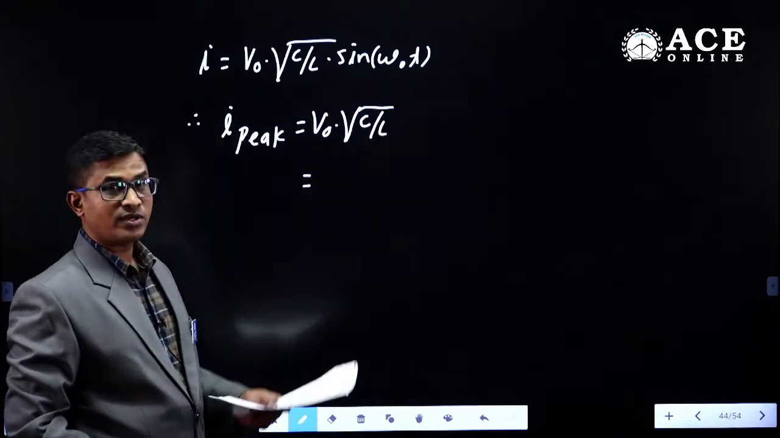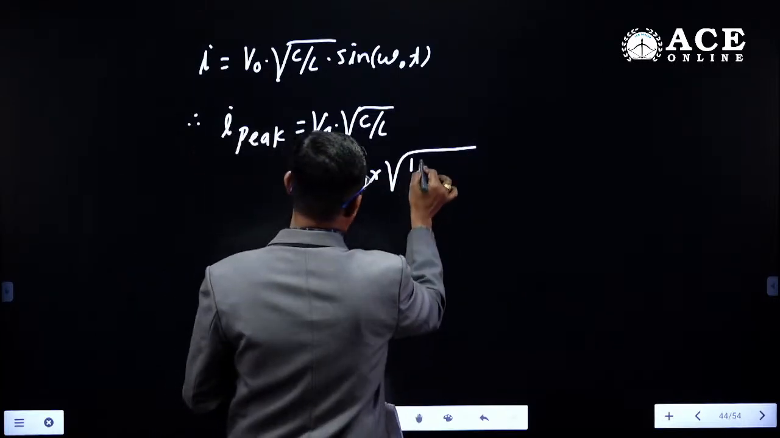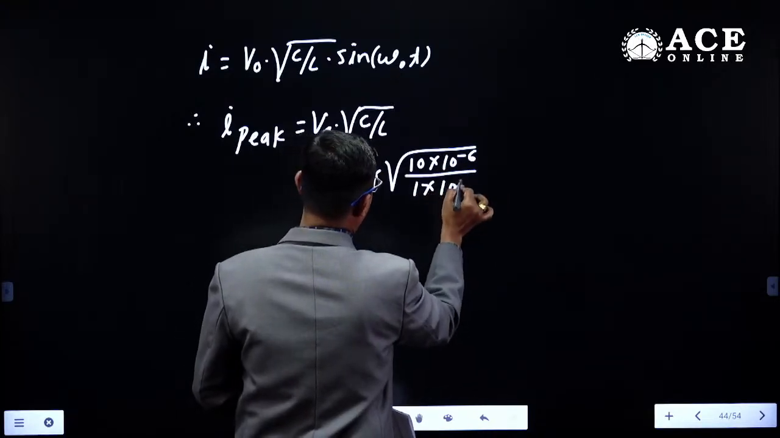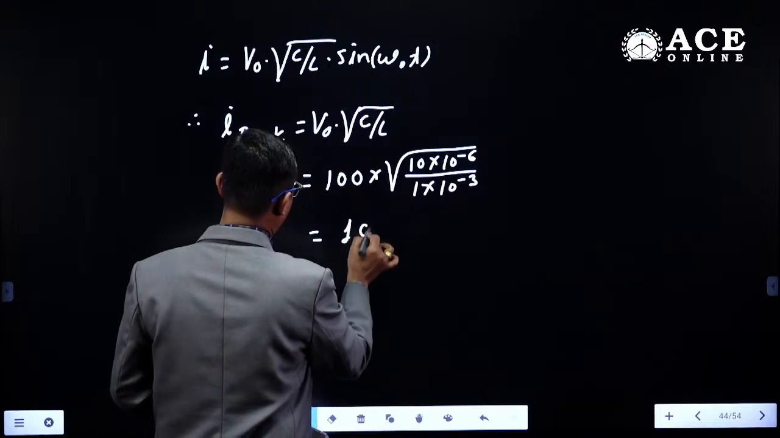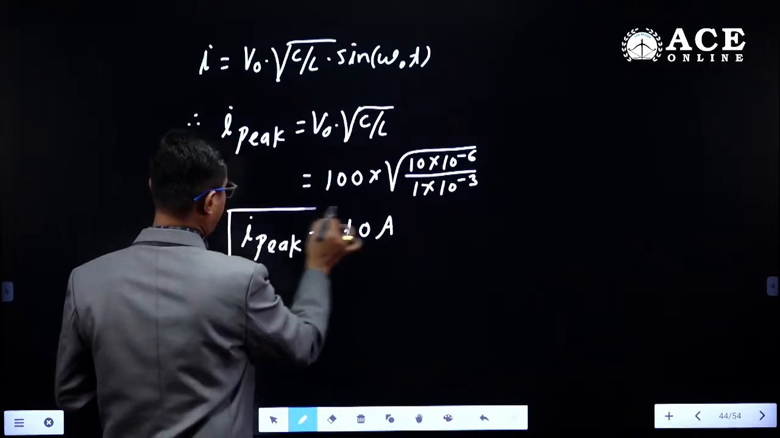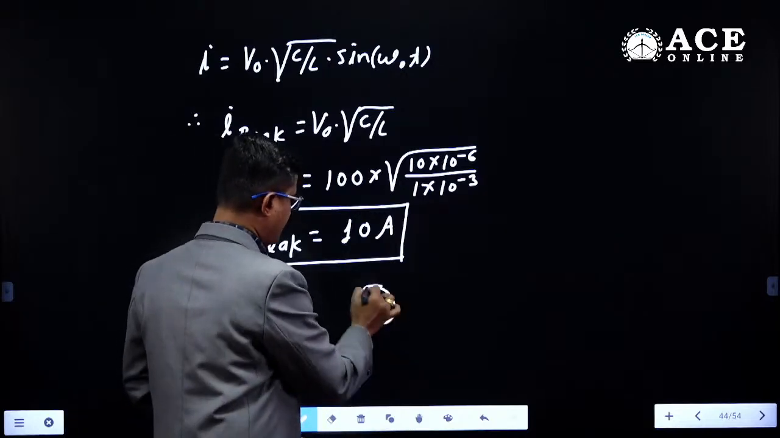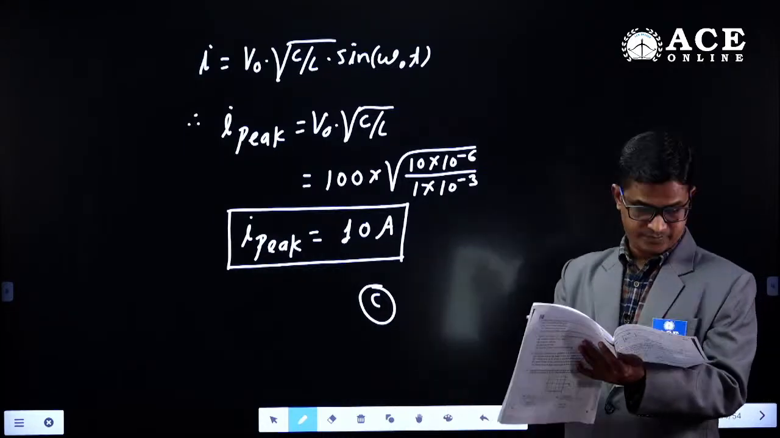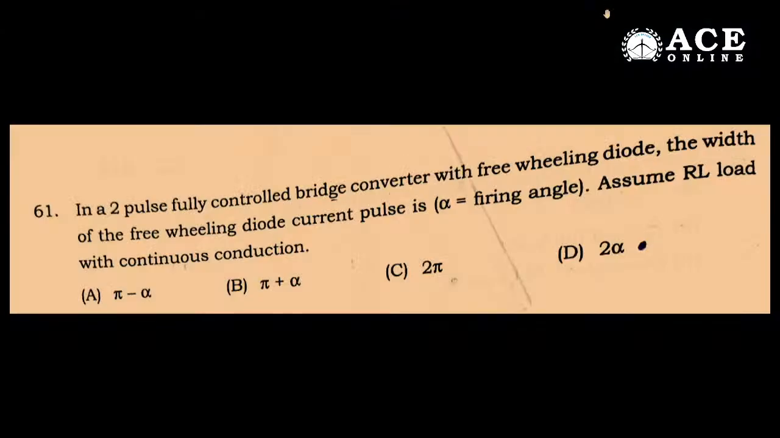What is V0? V0 is 100 volt. So it is 100 into C, which is 10 microfarad, upon L, L is 1 millihenry. If we simplify it, we will be getting it is equal to 10 ampere. This is I peak. So the correct answer is option C. Option C is the correct option. So this is about question number 40. Next, let us discuss question number 61.